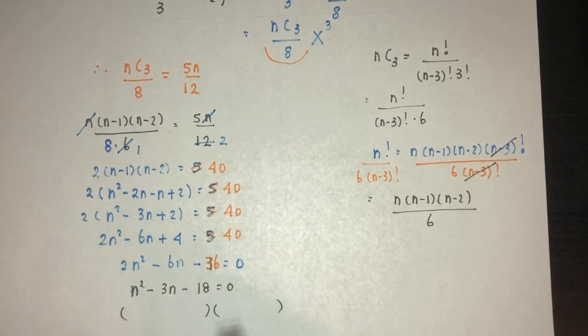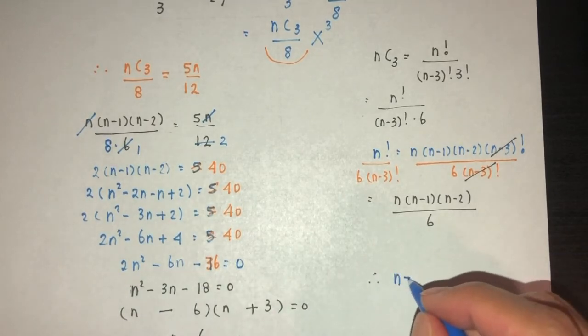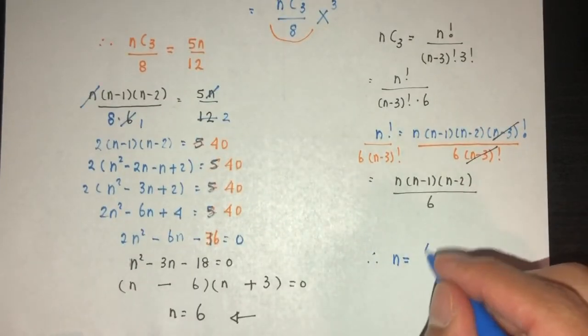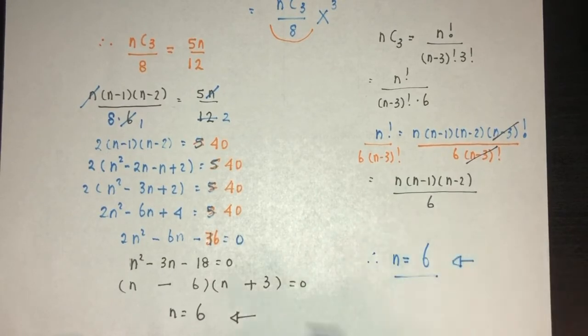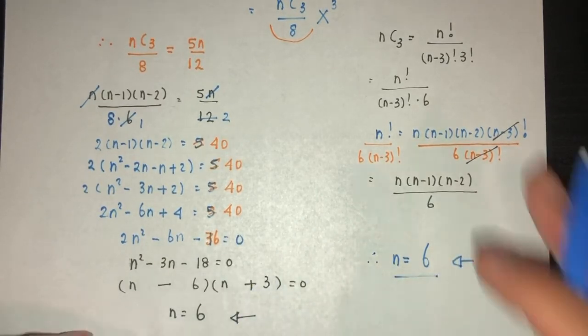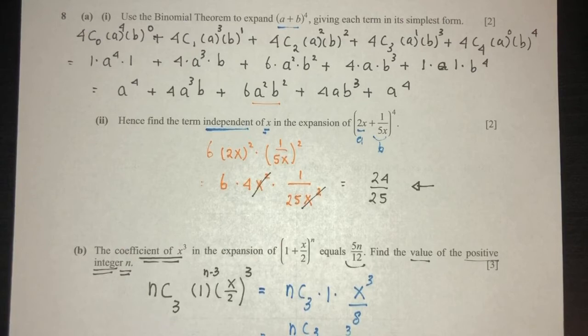Now n squared is simply n times n. 18 is 6 times 3. So to get minus 3, we have to have minus 6 plus 3, and n has to be 6, which is a positive value. So your answer will be n equal to 6. Because this one will be minus 3, and we cannot take n to be a negative value. And that will be your question number 8.